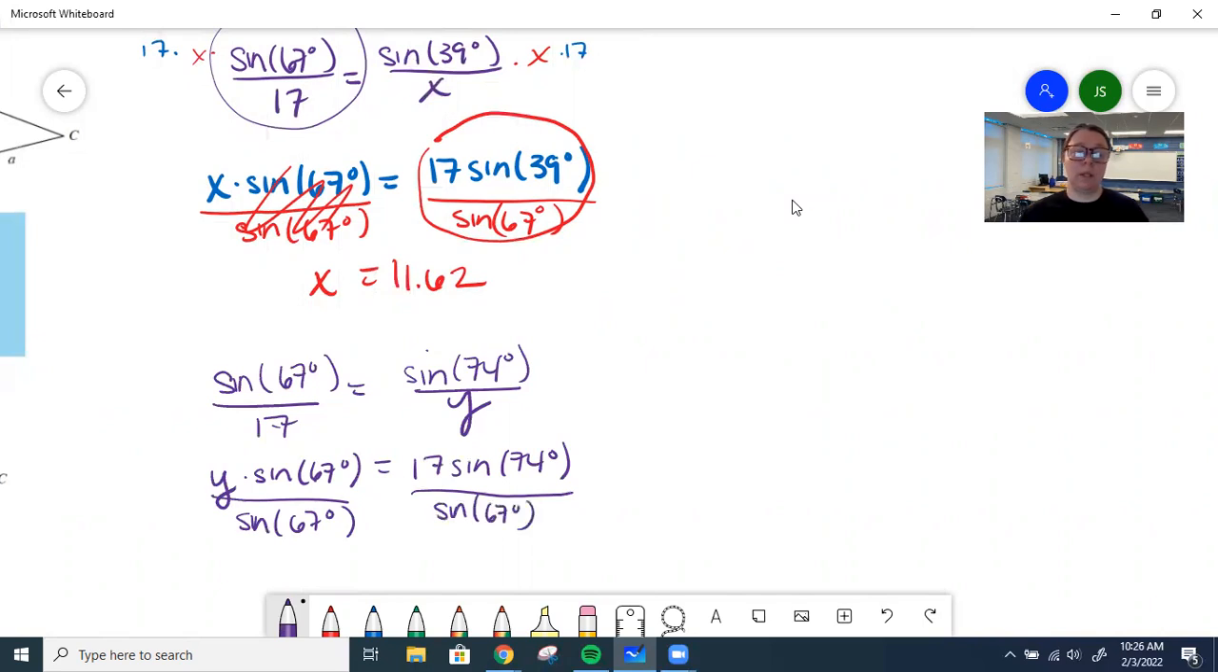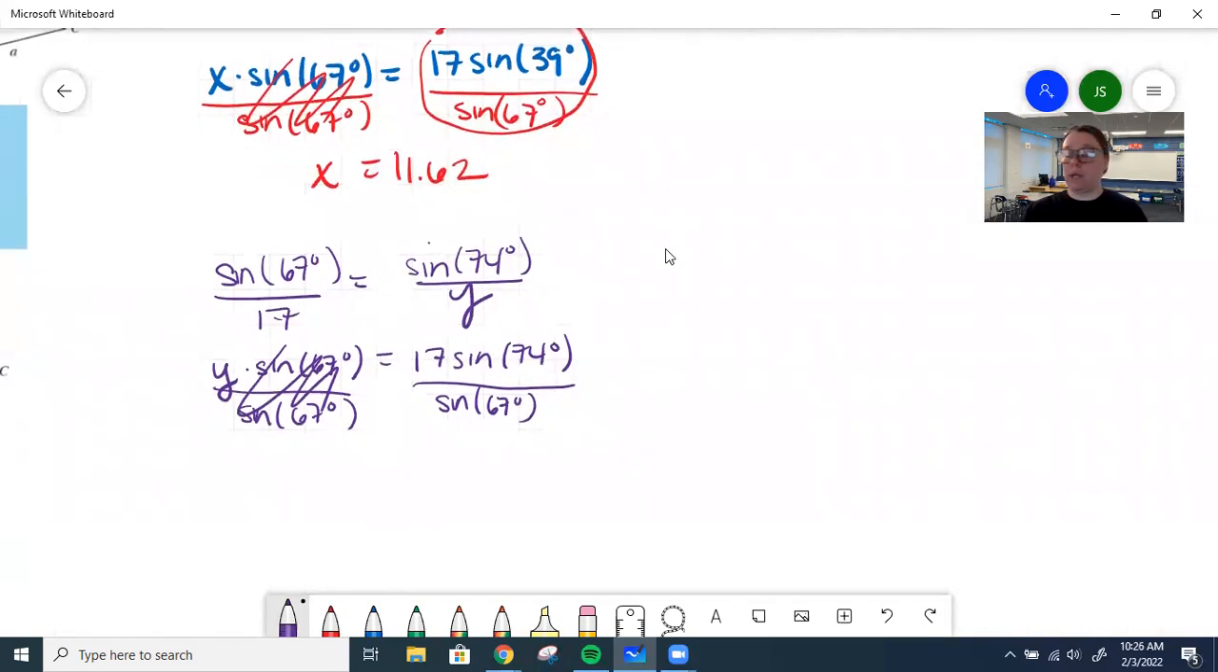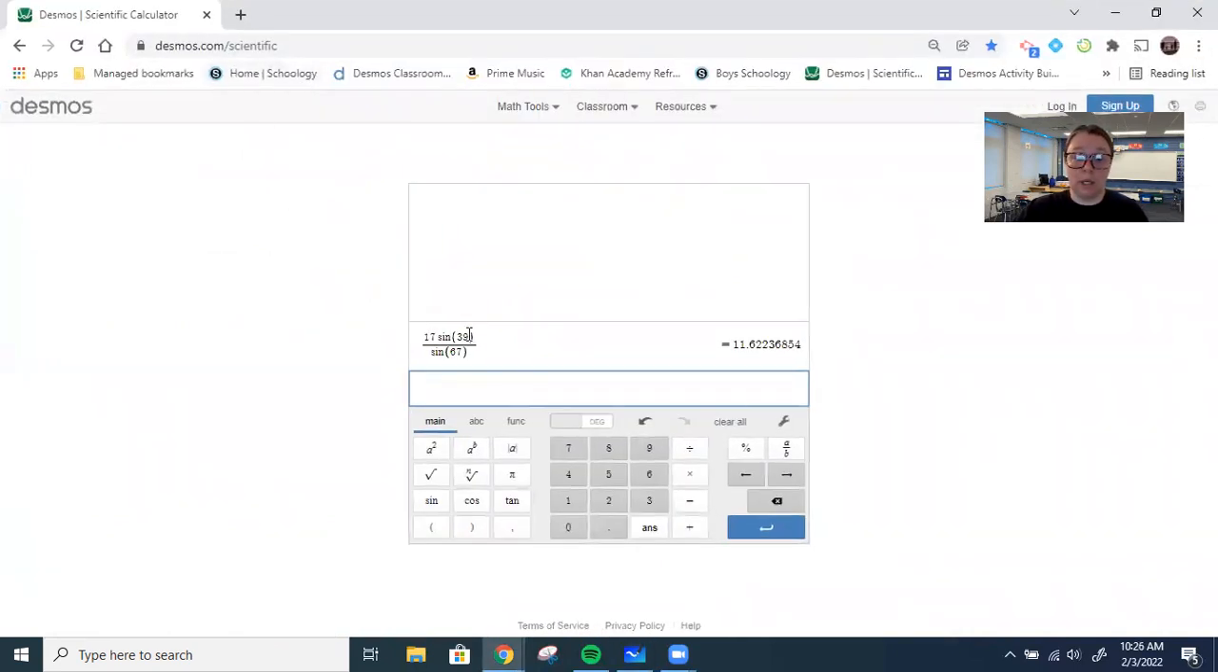You might get to the point where you know you're going to multiply this by this and divide by that, just looking at that proportion, and you know this is what needs to go into your calculator. So 17 times the sine of 74 divided by the sine of 67. The nice thing about decimals is I can click into my previous step and say, oh, it's the same ratio, except now this is 74. So y is 17.75.